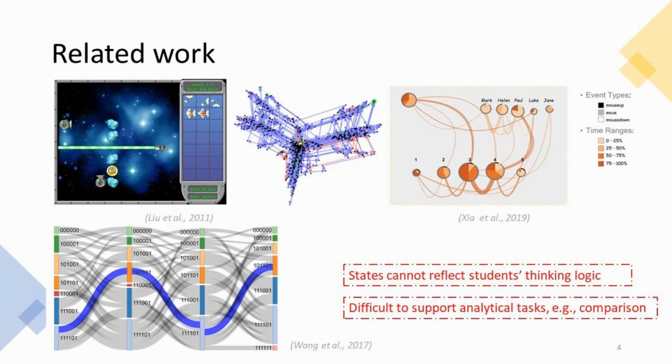Some work about game visualization is similar to our work. They visualize the states in the game based on position, and our previous work last year used the transition graph to demonstrate how students pass through each region of interest. Another work used the Sankey diagram to show how students pass through the cases in the programming exercises. This work either cannot reflect students' thinking logic or is not scalable to support analytical tasks like comparison.